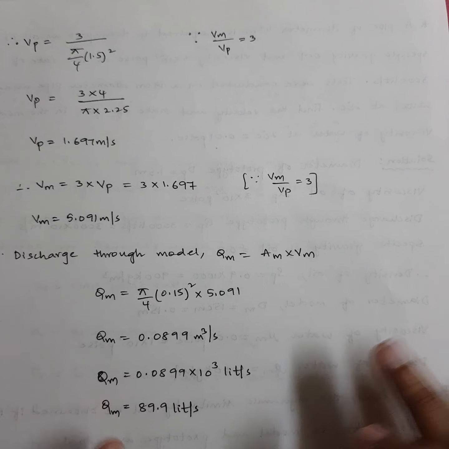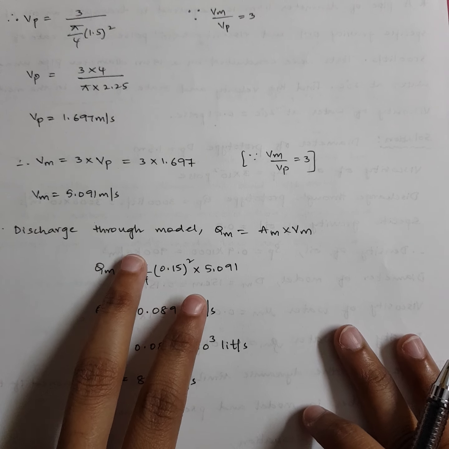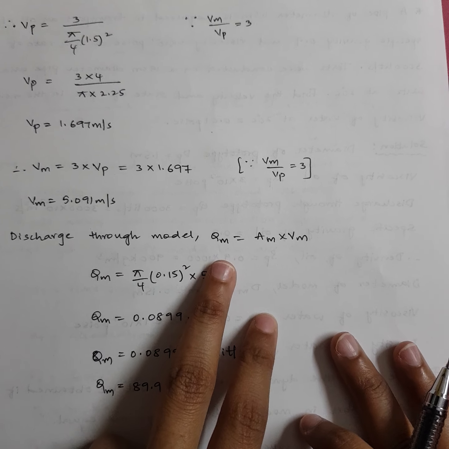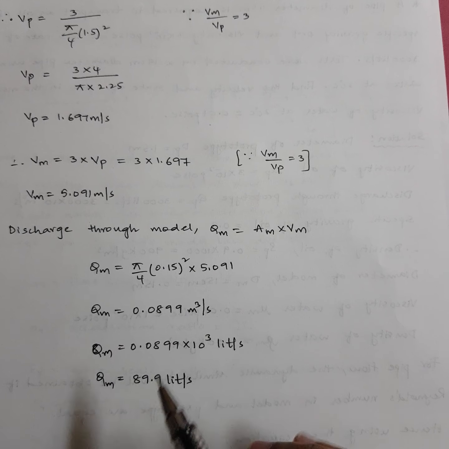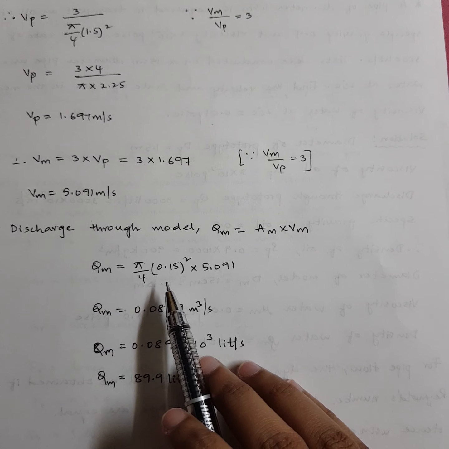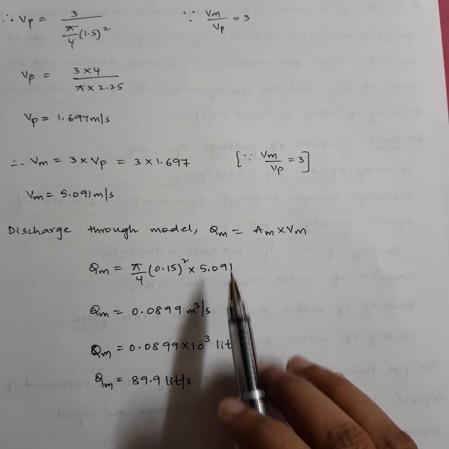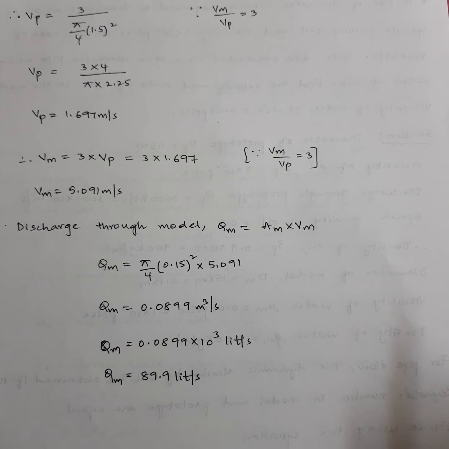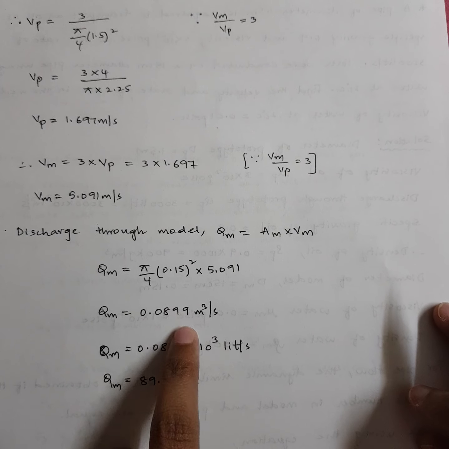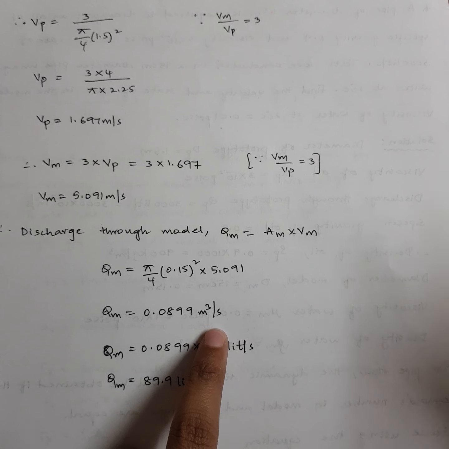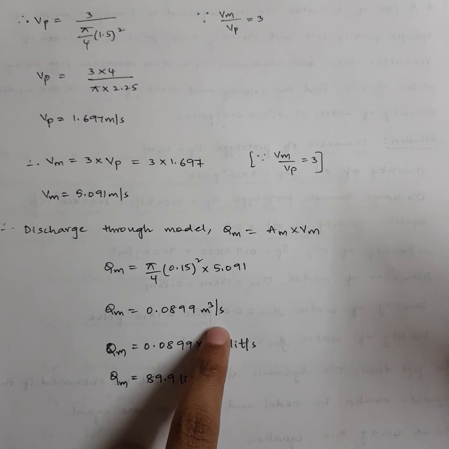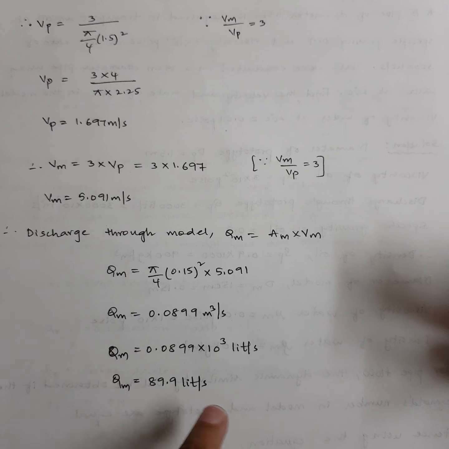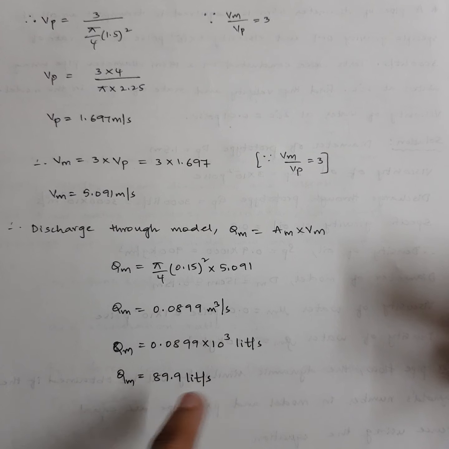Our unknown is done. Next, we were asked to calculate the discharge through the model also, the rate of flow through the model. We have the direct formula Qm is equal to Am into Vm. Am we don't know, so pi by 4 into dm, 0.15 square, into Vm we just got. So you'll get the value of Qm. You got 0.0899 meter cube per second. Since the discharge in the prototype is given in liter per second in the question, let's write the discharge through the model also in liter per second. So multiply by 1000 and you'll get it.